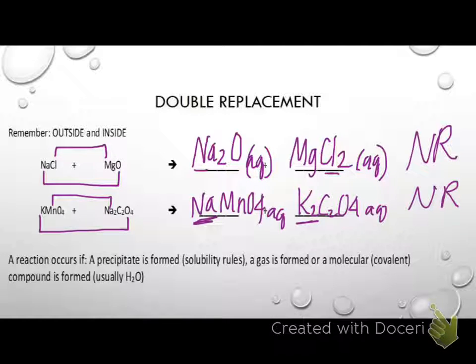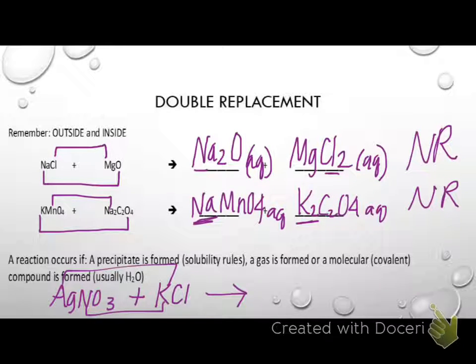Okay? Now, I want to show you an example of one that actually happens, okay? So I'm going to do silver nitrate plus KCl. So I do outside, inside, and I get silver chloride, and I get potassium nitrate. And now I go check my solubility rules. Potassium is a group 1 metal. I know it's going to stay aqueous. So I'm going to put that right away.